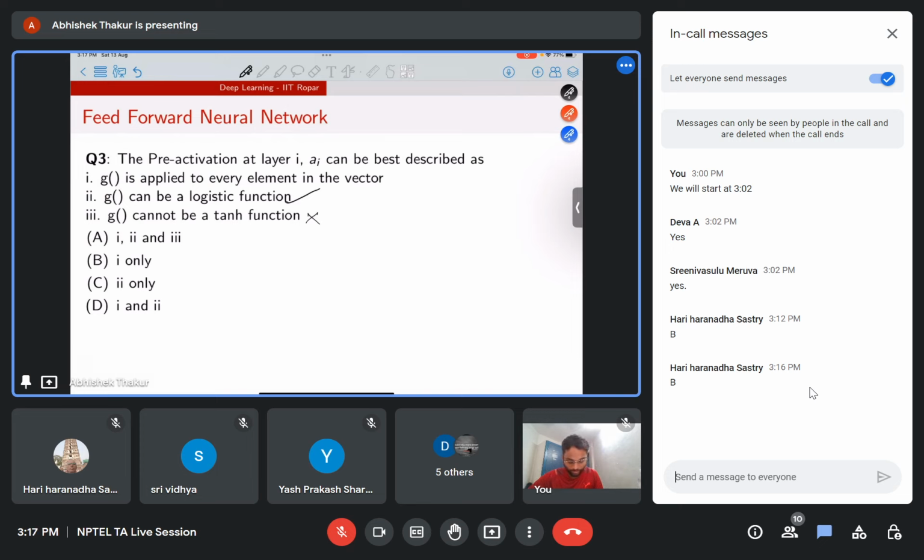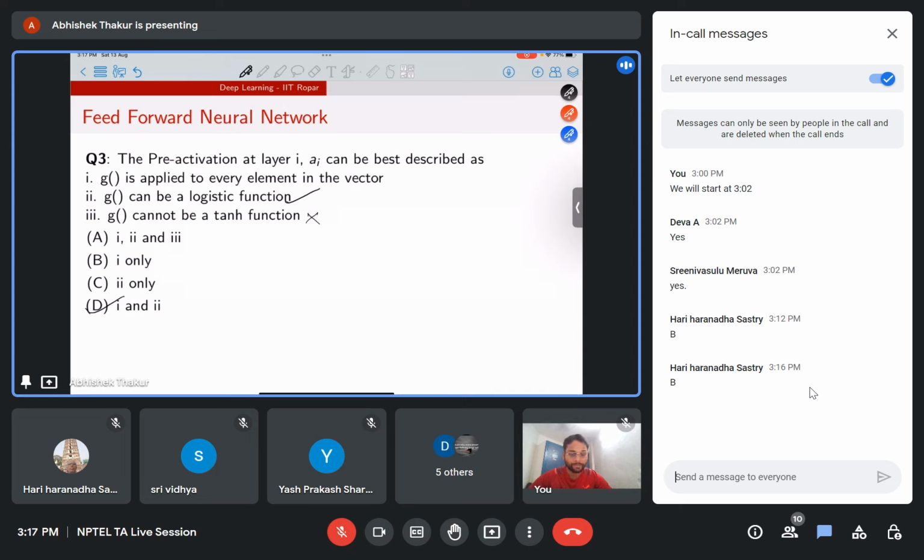So the correct option is option D, that is, statements 1 and 2 are correct. Option B, someone has written it. It will be option D, that is, statements 1 and 2 are correct.